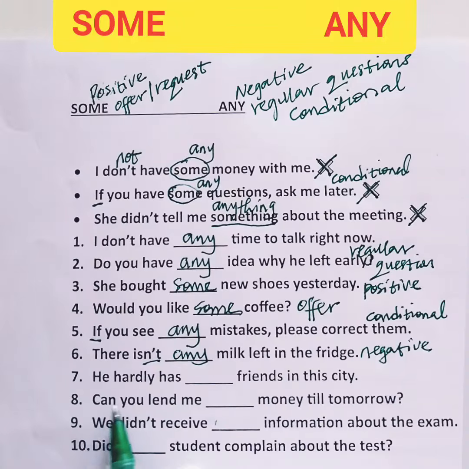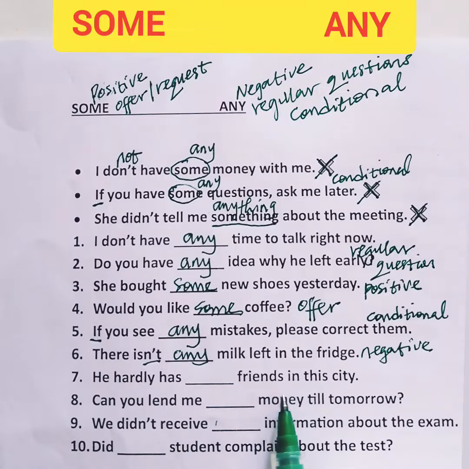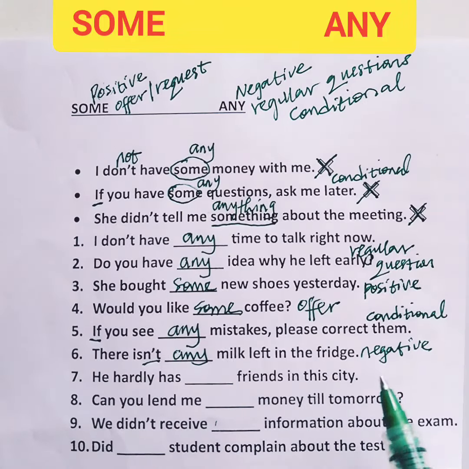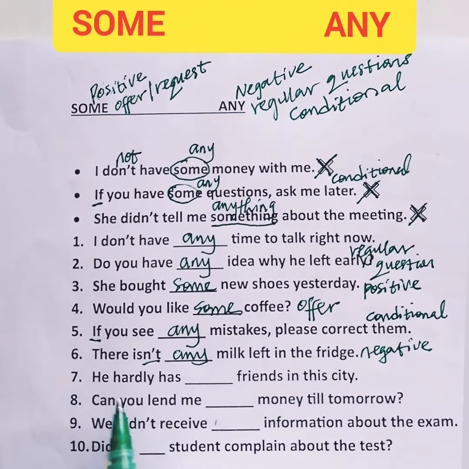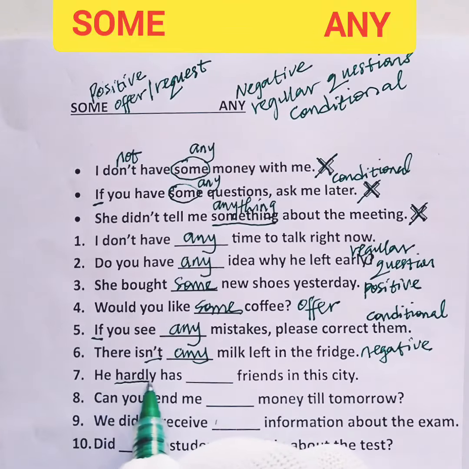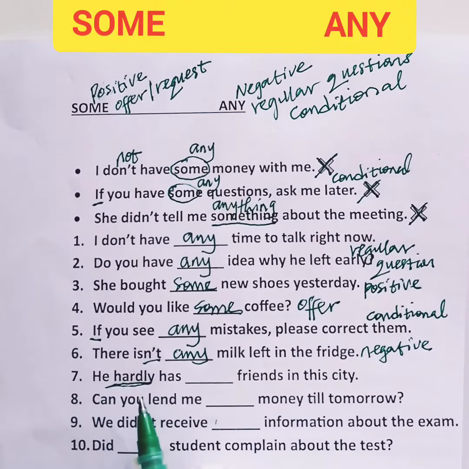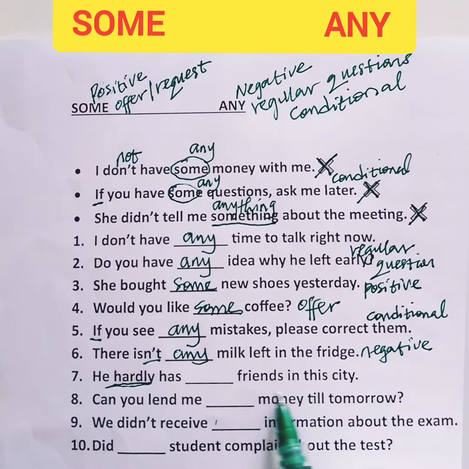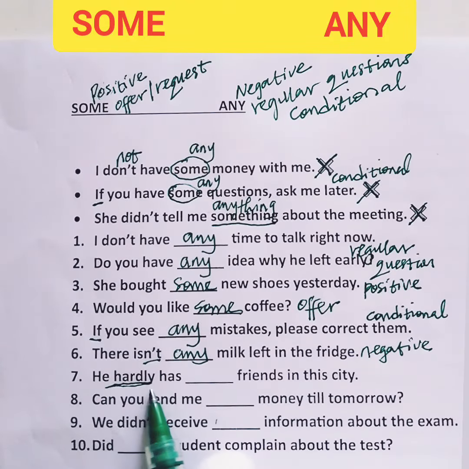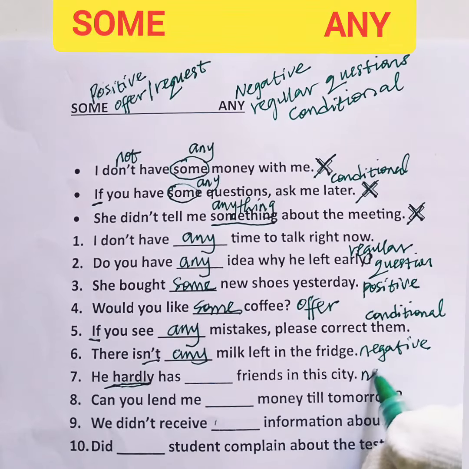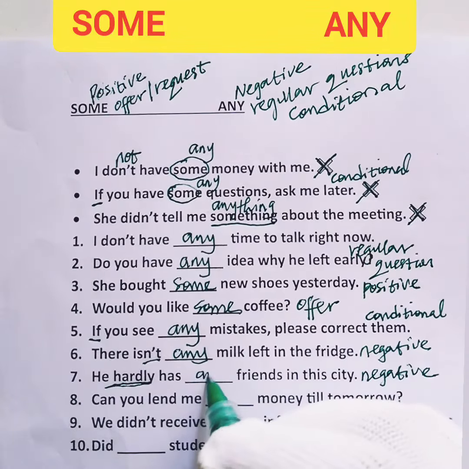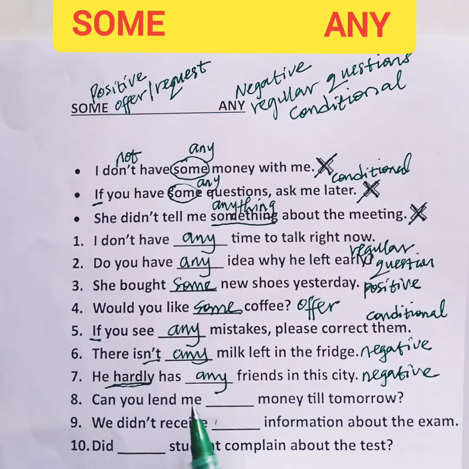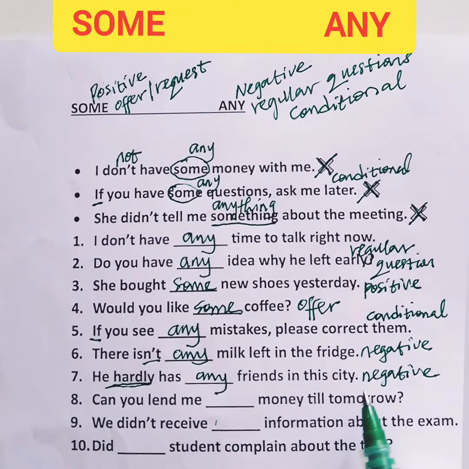7. He hardly has blank friends in this city. Now this one may be confusing to you, but look at this. Hardly is a word that shows negativity. You can't use this word hardly in a positive sentence. So this word makes the sentence negative. For a negative sentence, use any. He hardly has any friends in this city.